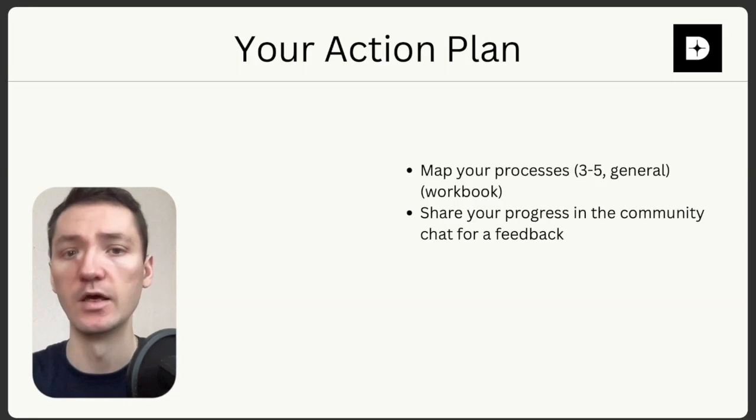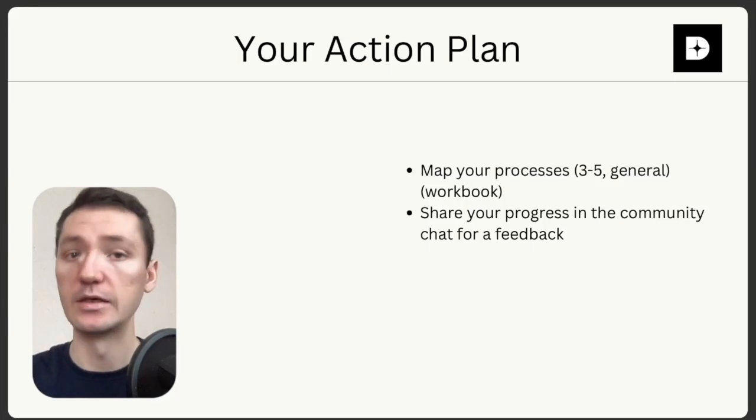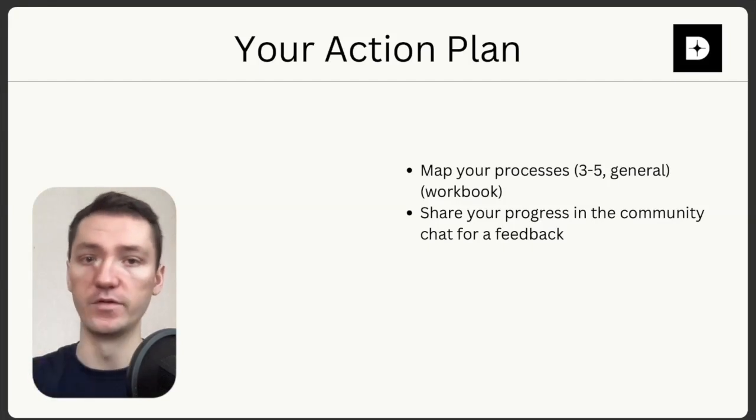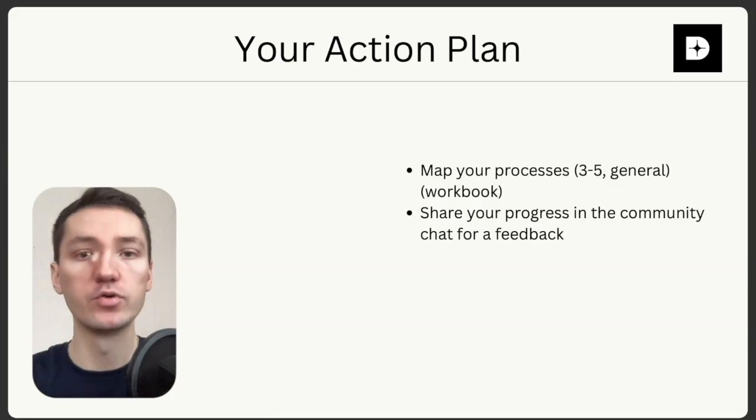You also have the information in your workbook, which is available when you sign up in the free community. The link is in the description if you are watching this on YouTube. If you are in the community already, you will have the file below the video. And you need to pick 3 to 5 of them. And don't forget to share the process with the community for feedback.